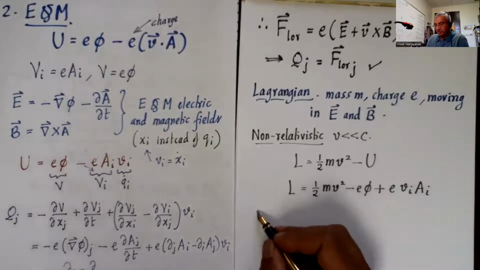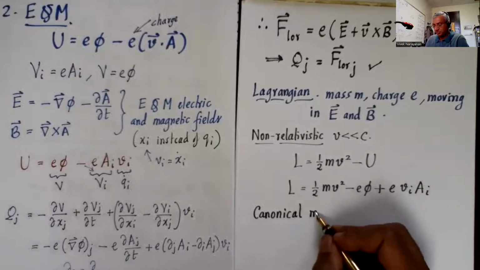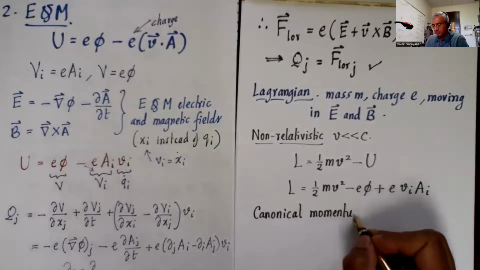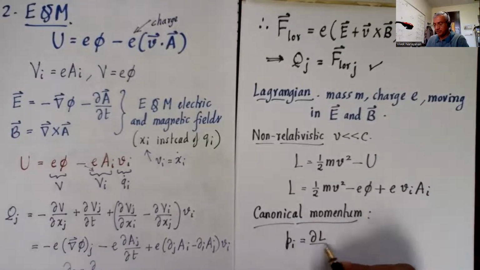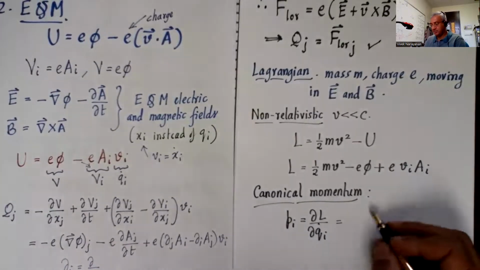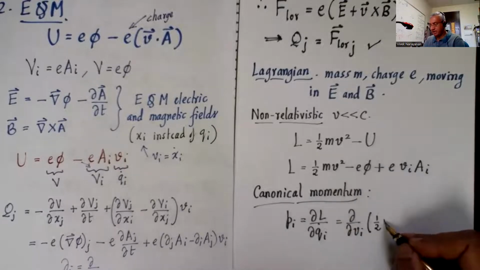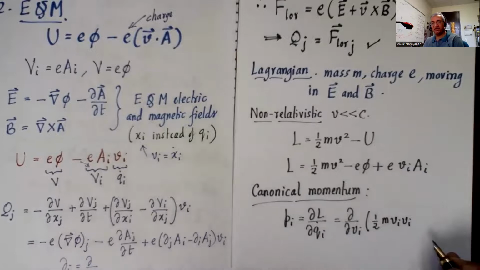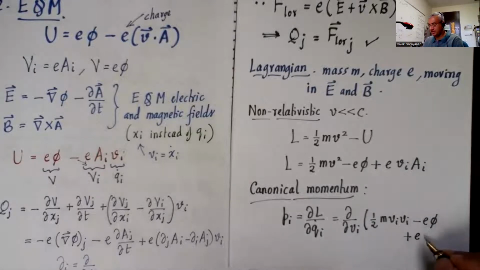The canonical momentum. What's the canonical momentum? Well, the canonical momentum is going to be p_i, which is del L over del q_i dot. Well, q_i dot is v_i in our language. So del by del v_i of the entire Lagrangian. So let me copy that down. This 1/2 mv squared, I'm going to write as 1/2 m v_i v_i, because v squared is v_i v_i by the Einstein summation convention. Minus e phi, and then here I have plus e times v_i A_i.